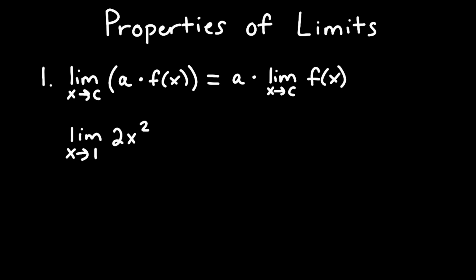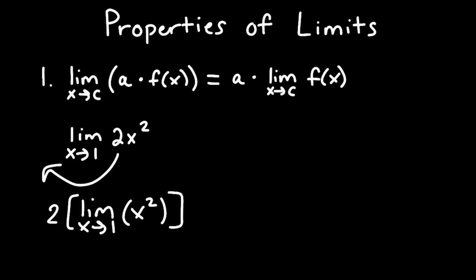In this case, we're going to revert back to the first question we did, limit as x approaches 1 of 2x squared. We can compare this to this property and see that in this case, the constant is 2 and the function is x squared. So if we bring that 2 to the front, we get 2 times the limit as x approaches 1 of x squared.